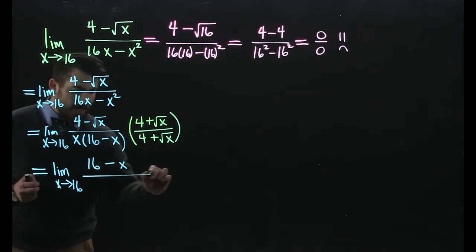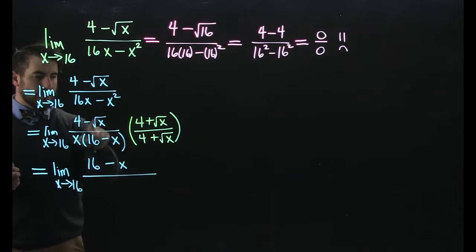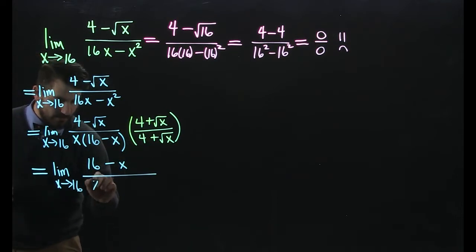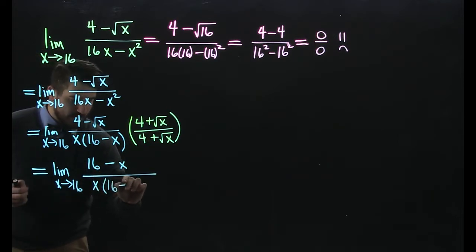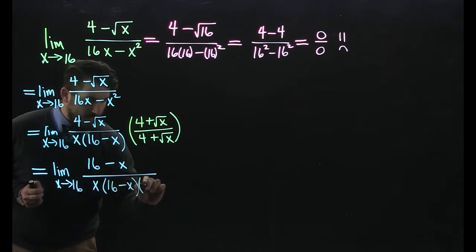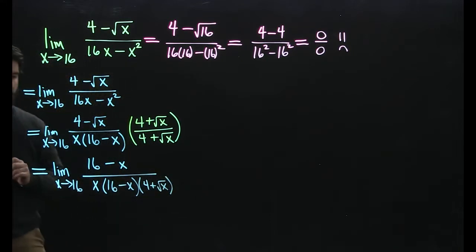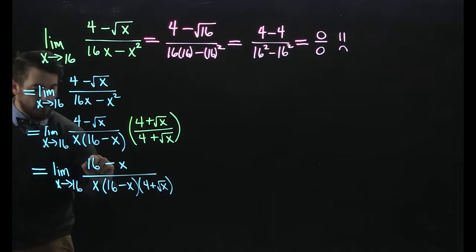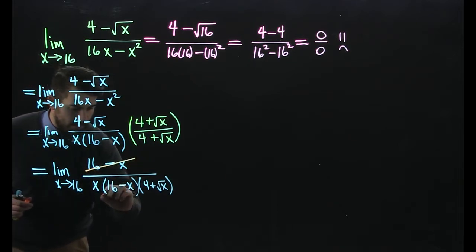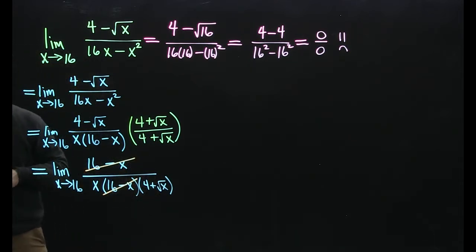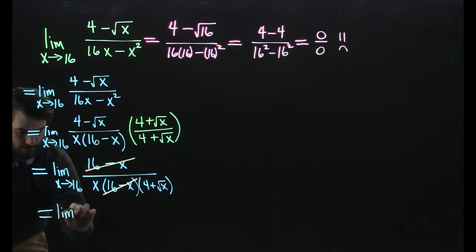The bottom, I'm not going to distribute. I'm just going to write this as 3 products. So that's going to be x times 16 minus x times 4 plus root x. And so what I should notice here is I can cancel out some terms. These 2 terms cancel out, and I'm left with the limit as x goes to 16.